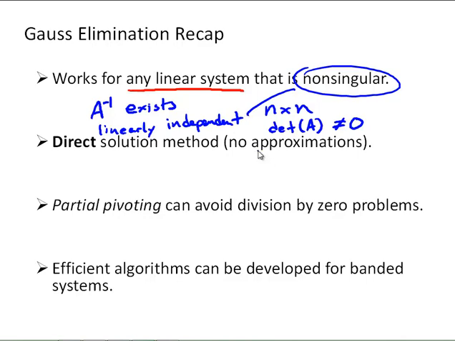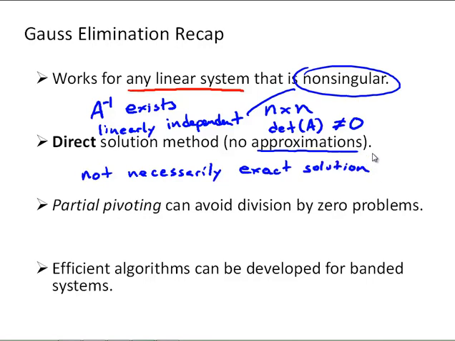It's a direct solution method. We've made no approximations. Okay? Although one thing that we will see, and I mentioned earlier this idea of round-off error, it doesn't mean that it's necessarily an exact solution. So even though it's direct, and we've made no approximations, we can still have some errors in our results. And we'll talk about that also moving forward. A couple more things. Partial pivoting, we can use that to avoid division by zero problems when we have a zero or close to it on the pivot element. And lastly, we briefly mentioned how efficient algorithms can be developed for banded systems. We'll look more into this in the next few videos.